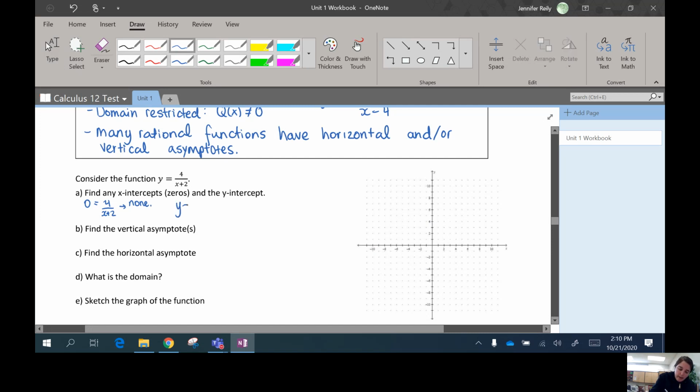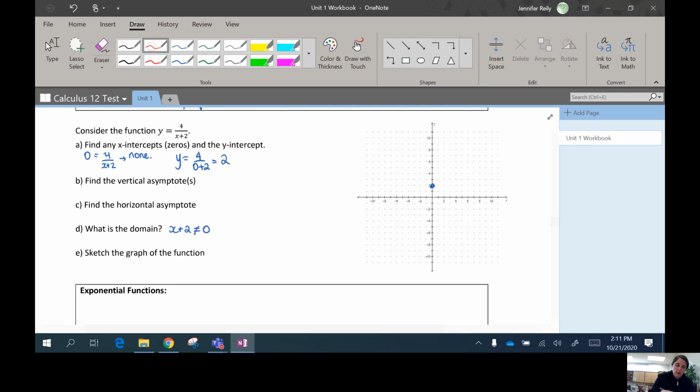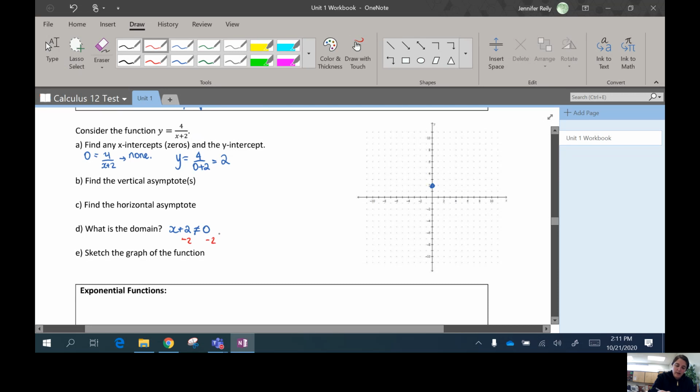Y-intercept, that's where x equals 0. Let's plug that in and see what that is. That'll be 2, so I'll put that on my graph. Okay, vertical asymptotes. The domain is going to give you the vertical asymptote here, so we'll get that after we sketch the graph. Let's do the domain first, then we'll sketch the graph, and then we'll talk about the asymptotes. The domain is where our denominator cannot be 0. So if you move the 2 to the other side, that'll give you your restriction.